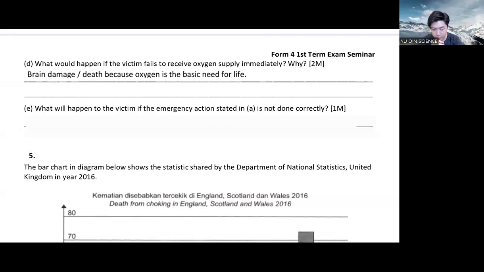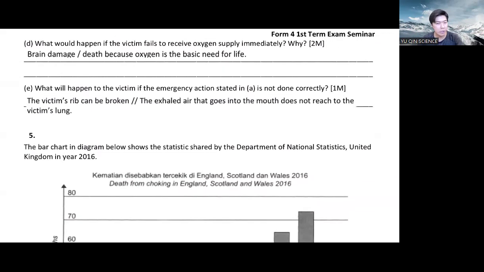The second thing is mouth-to-mouth resuscitation. You're supposed to blow air into the person's lungs, but if you don't know how to blow correctly, the person actually does not get oxygen. So chest compression can go wrong if you crack the ribs. Number two, mouth-to-mouth resuscitation can go wrong if you don't know the correct technique, and the patient doesn't get enough oxygen. Okay, actually it's just 1 mark, so either one will do. Let's say the short one: the victim's ribs can be broken, or the other one: the exhaled air that goes into the mouth does not reach the lungs.